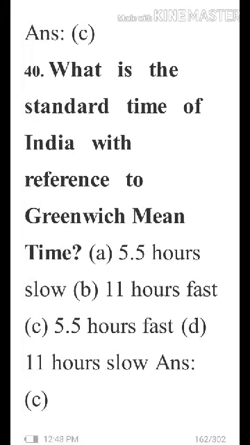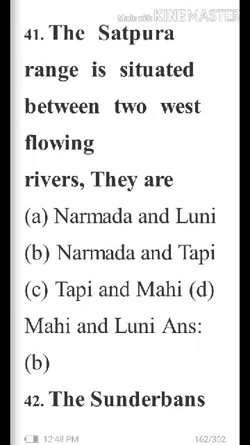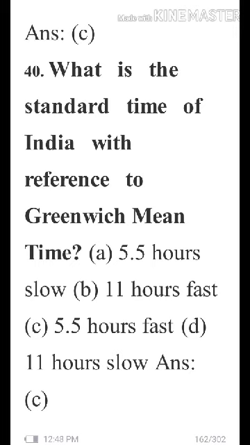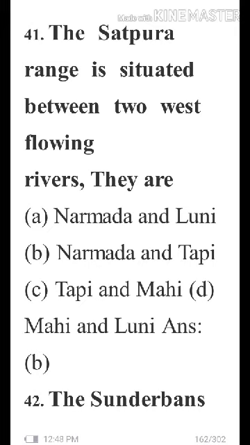What is the standard time of India with reference to Greenwich Mean Time? This is very important. 5.5 hours fast. Okay, Standard Time of India with reference to Greenwich Mean Time is 5.5 hours fast. Next, the Satpura Range is situated between two west flowing rivers. They are Narmada and Tapi. Okay, Satpura, Narmada, Tapi.